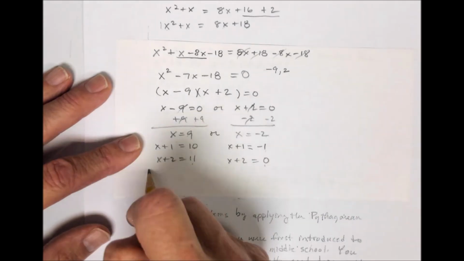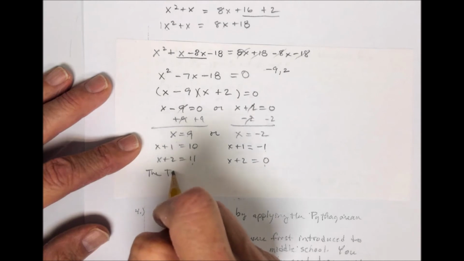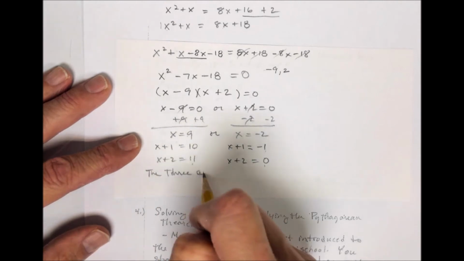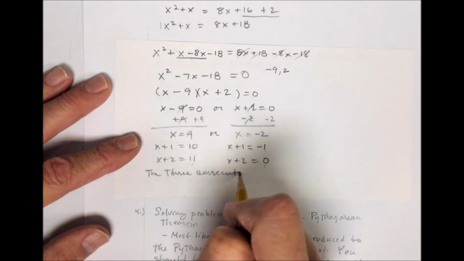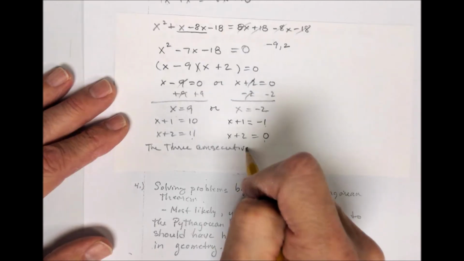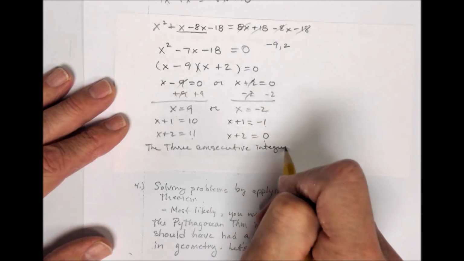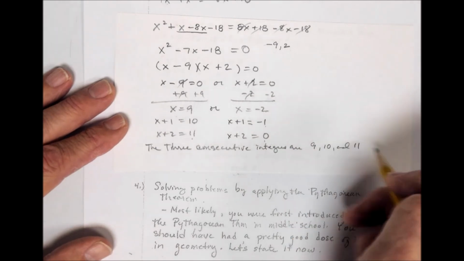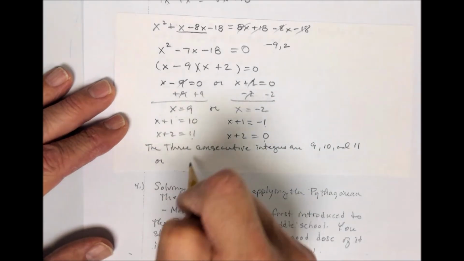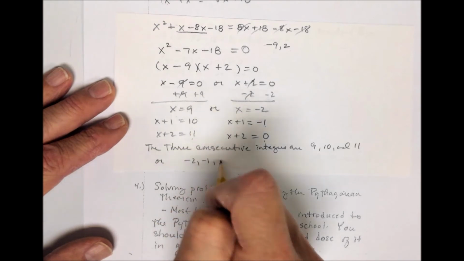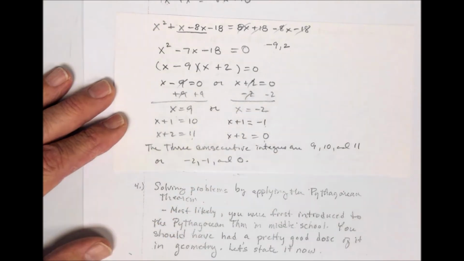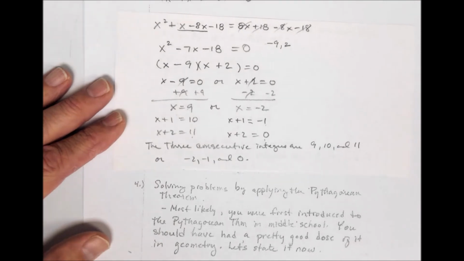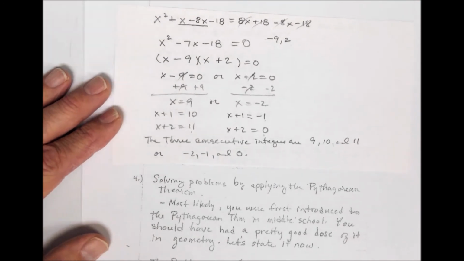So the 3 consecutive integers are 9, 10, and 11, or negative 2, negative 1, and 0. So I have to write down both sets of answers. I don't think we've ever encountered a problem quite like that where we had 2 distinct sets of answers.